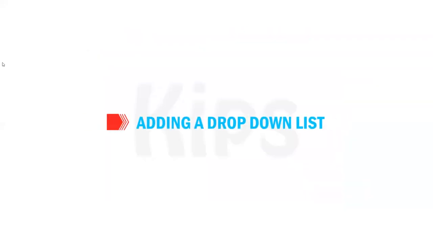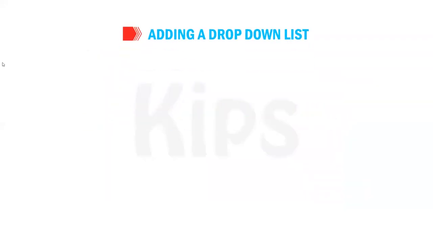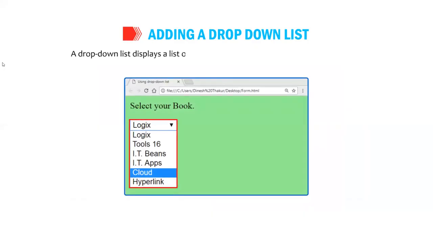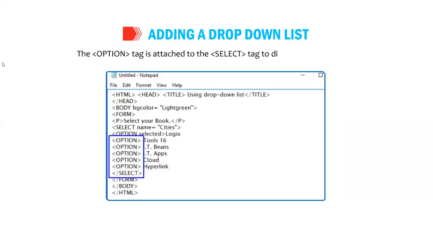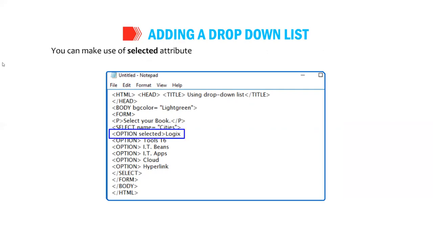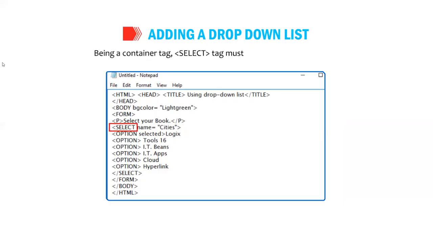Let us now learn how to add a drop-down list. A drop-down list displays a list of options from which the user can select an item. The select tag is used to define the selection list in a form. It should be defined within the form tag. The option tag is attached to the select tag to display a list of options. You can make use of selected attribute with the option tag to indicate that the option is pre-selected. Being a container tag, select tag must end with a /select tag.